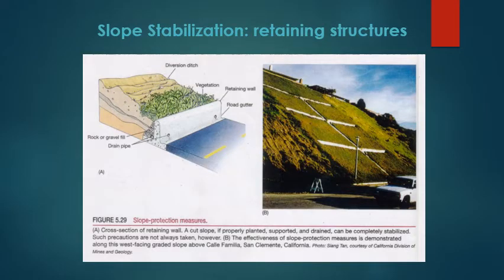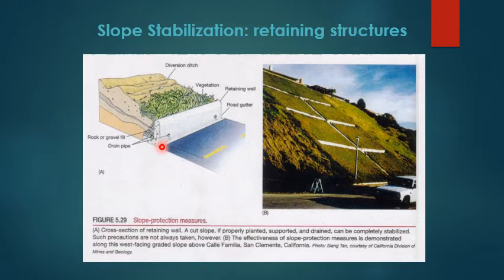Slope stabilization using retaining structures. An example of a retaining structure is this wall here. It's a retaining wall. It's not the same as a riprap, but it is an engineered structure with a specific design. It has this cantilever which helps in preventing movement of materials down the slope. It has also these weep holes or drainage that allows water to drain.